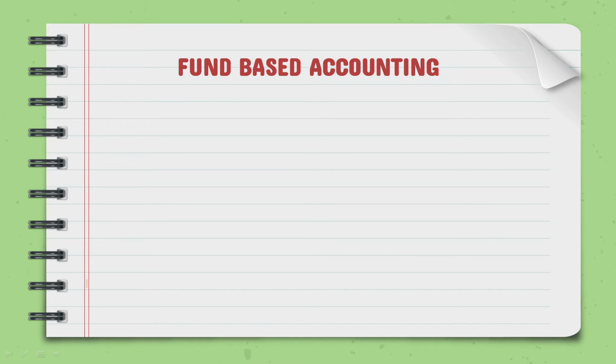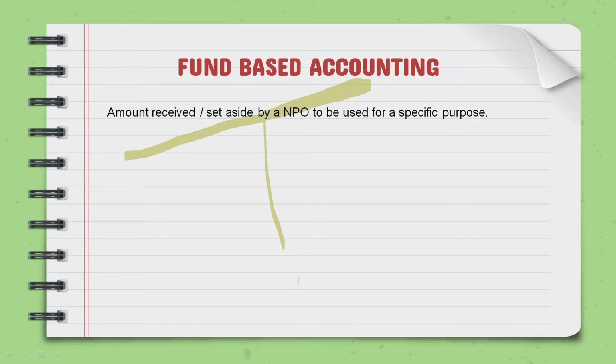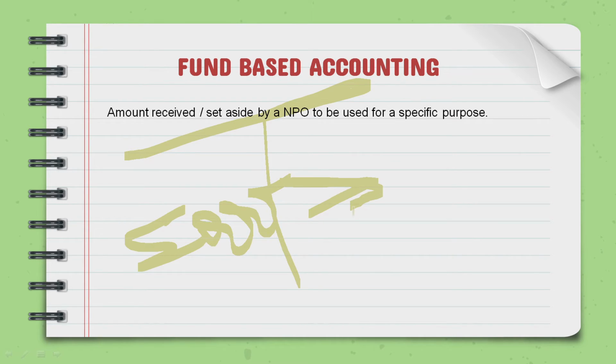Okay, so fund based accounting is when, say, we've received a particular amount, like 5,000, and we are told you can only create a building out of it, or you can only distribute prizes out of it, or we've set that amount aside ourselves to use only for this specific purpose. Then we call it a fund. We can call it building fund, tournament fund, whatever fund.